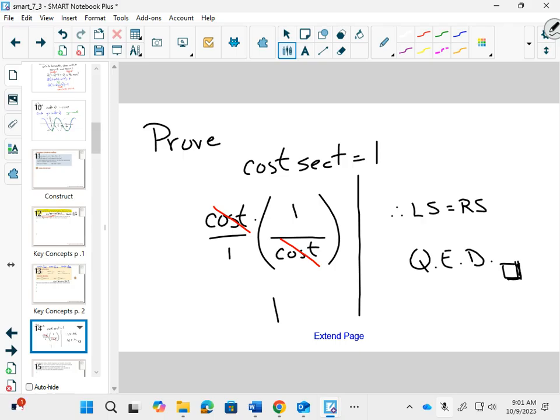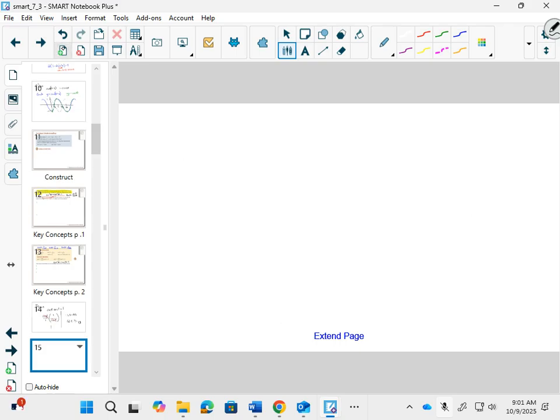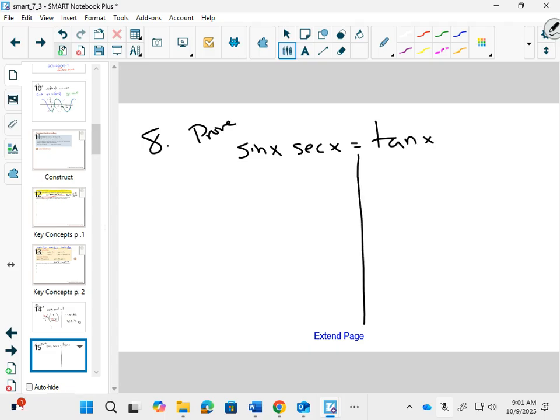Okay, let's do another one a little bit more involved. Let's go to number 8. So when you're doing a proof, the first thing you're going to do is you're going to rewrite the equation. So number 8, I have sine x secant x. And I have the equal sign because this is what I want to prove. Prove. And then we draw our line. If you put equal signs on the line, you lose a mark. They're not equal. Two sides you don't know are equal yet. That's what we want to prove.